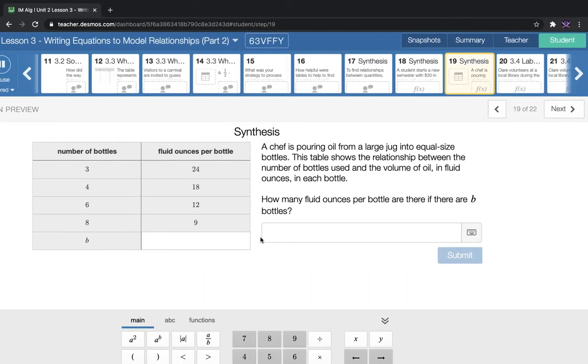Okay? And we would also find that if we would take 18 times 4, 12 times 6. So it's always going to be 72, all right, 72 ounces, and we're just dividing it by the number of bottles. So if we know that the number of bottles is B, we would just say that it's 72 divided by B. And we would be able to find our bottles based on that.